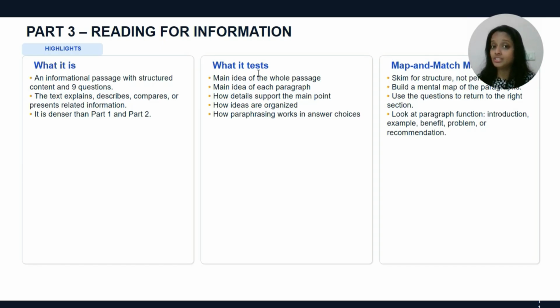Another important thing is part 3 is often about information structure. That means sometimes the answer is not just one sentence. Sometimes the correct answer depends on understanding how one paragraph connects to another. So you always need to ask yourself, what is the writer explaining here? What is the function of this paragraph? Is this paragraph introducing the topic, giving an example, giving a benefit, or giving a problem, or is it suggesting a recommendation? So once you start thinking like that, this section becomes much easier.